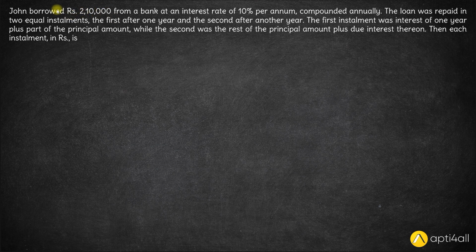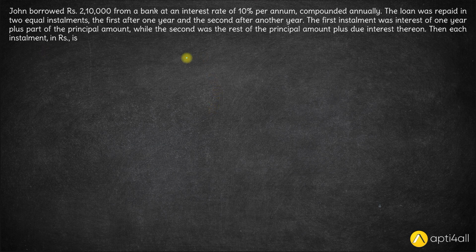Hi, here we have John borrowed 2,10,000 from a bank at an interest rate of 10% per annum compounded annually. The loan was repaid in two equal installments, the first after 1 year and the second after another year. The first installment was interest of 1 year plus part of the principal amount, while the second was the rest of the principal amount plus due interest thereon. Then each installment in rupees is how much?